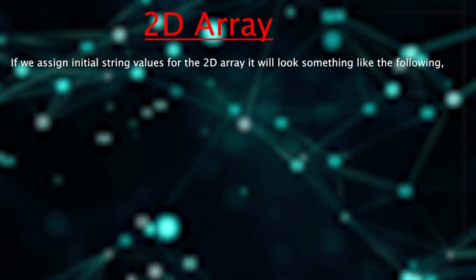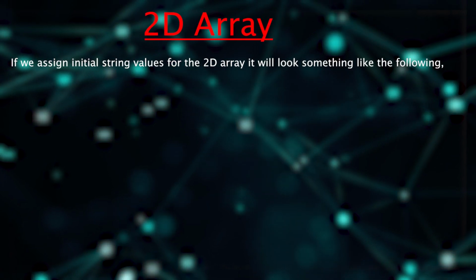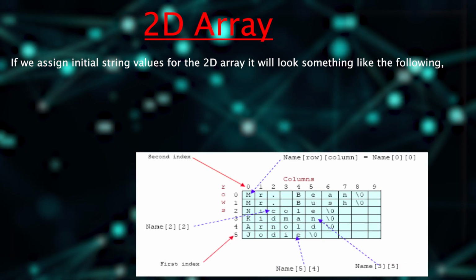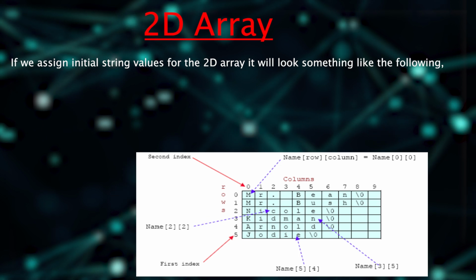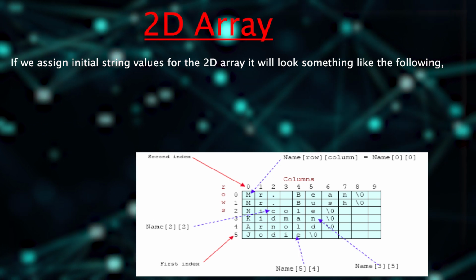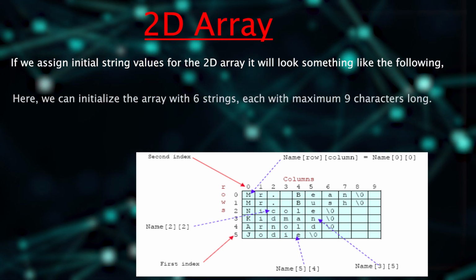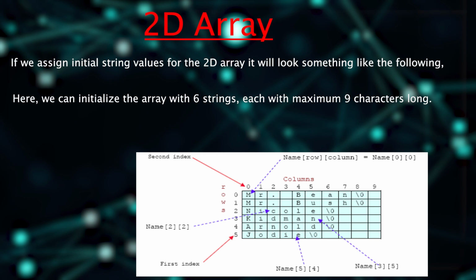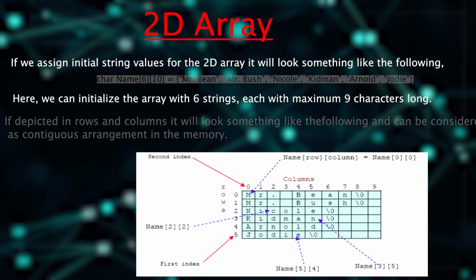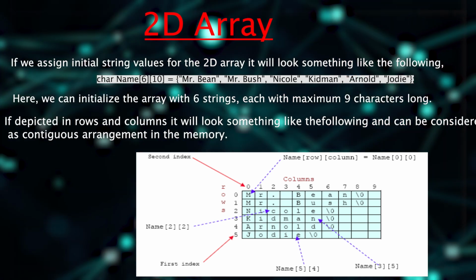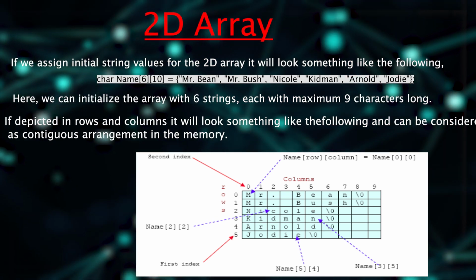First, we will talk about this 2D array. If we assign initial string values for a 2D array, it will look something like this: we have char name, and we have provided two sizes, like 6 and 10. The 6 is the number of rows and 10 is the number of columns. As you can see, we have initialized 6 names for the 2D array. Here we can initialize the array with 6 strings, each with a maximum of 9 characters. It depicts rows and columns, and it can be considered as a contiguous arrangement in the memory. Now, we will discuss pointers.